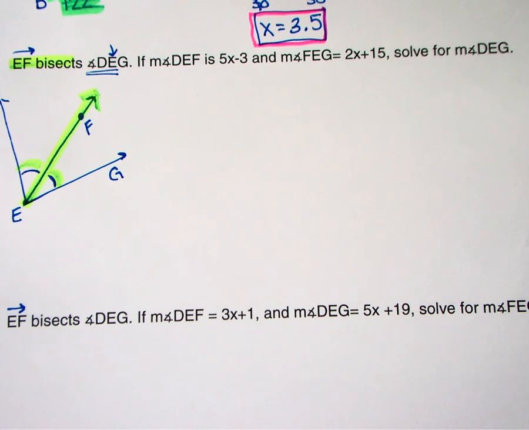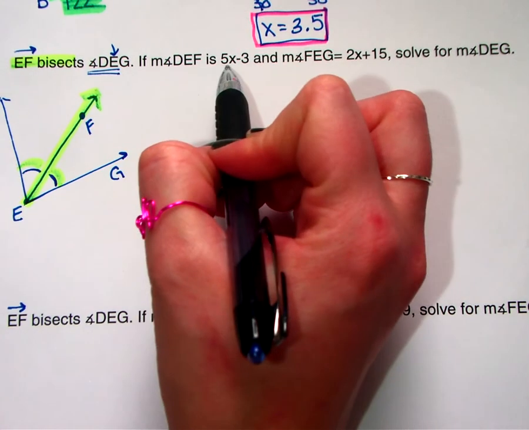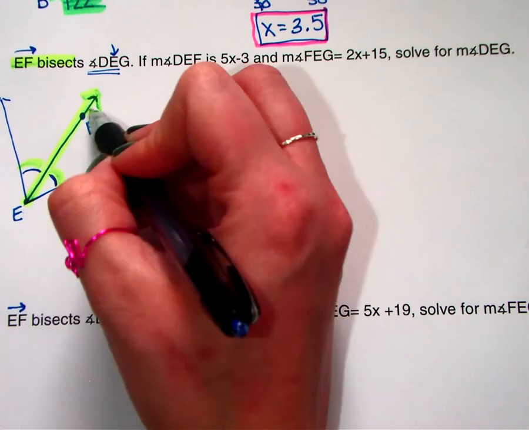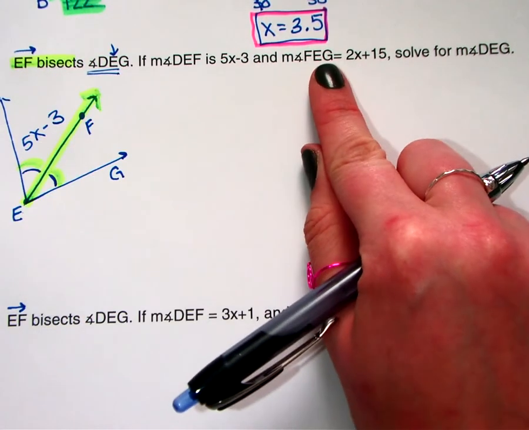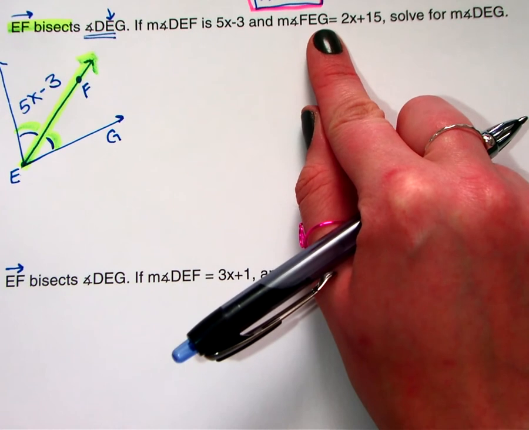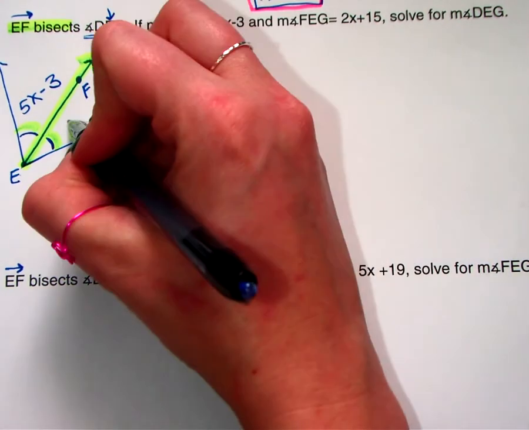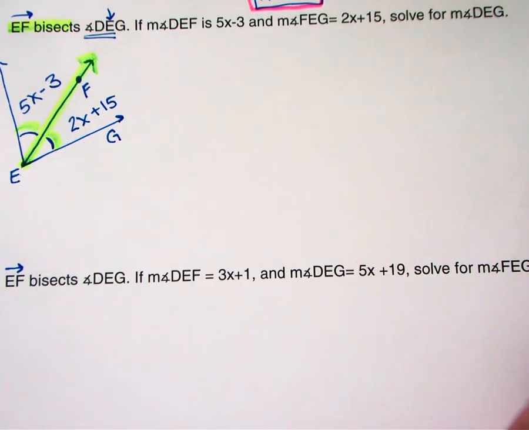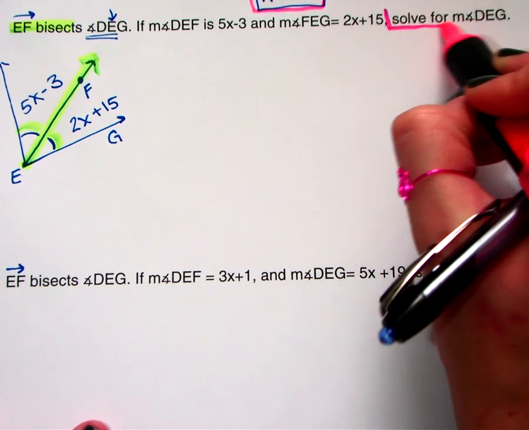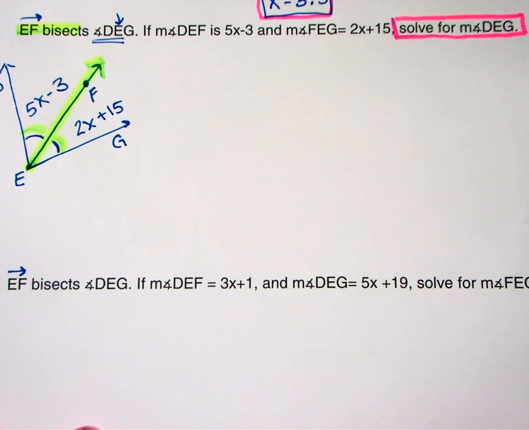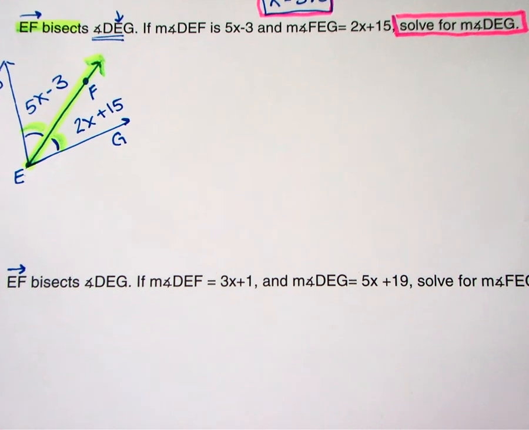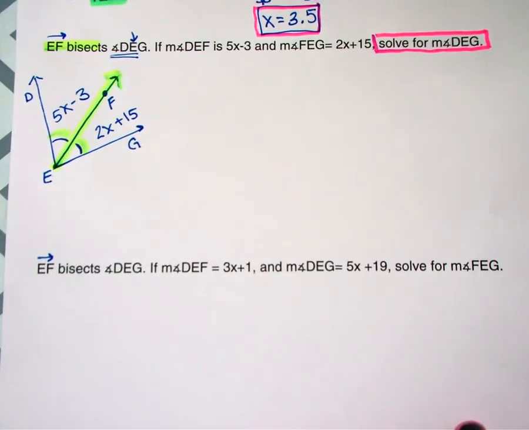From here, I'm going to fill in my picture. DEF is 5x minus 3, so DEF, 5x minus 3. And the measure of FEG is 2x plus 15. FEG, 2x plus 15. Now, the goal in this question is to solve for the measure of angle DEG. So when we get our x value, we're not actually finished yet. We have to finish by plugging in x to get our measurement of our angle.